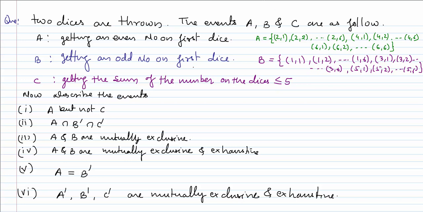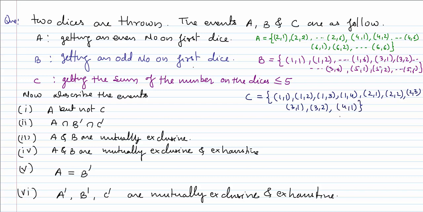Similarly we have C. For event C, what is it? Getting the sum of the numbers on the dice less than or equal to 5. So we can have (1,1), (1,2), (1,3), (1,4) and not 5. Then we have (2,1), (2,2), (2,3). Then we have (3,1), (3,2). Then we have (4,1). These are the only elements in set C.